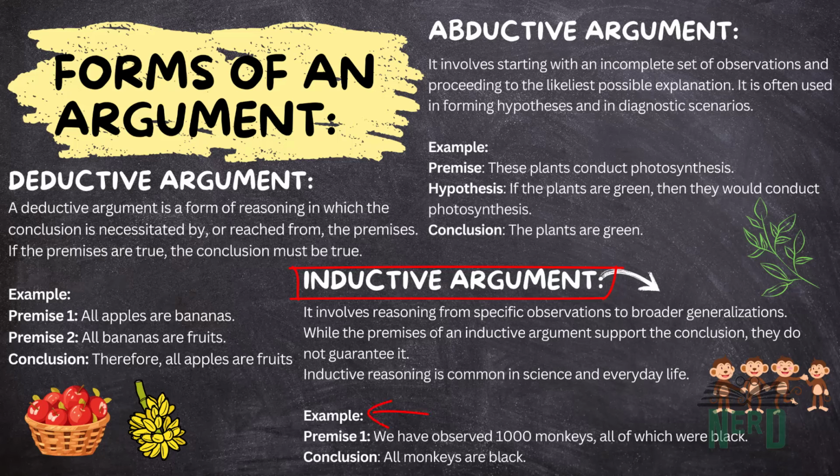Example: Premise 1, we have observed 1,000 monkeys, all of which were black. Conclusion: all monkeys are black. This example illustrates inductive reasoning. The conclusion is plausible based on the observations, but additional instances may prove it wrong, highlighting the inherent uncertainty of inductive conclusions. Inductive reasoning is like making a guess based on patterns you've noticed.